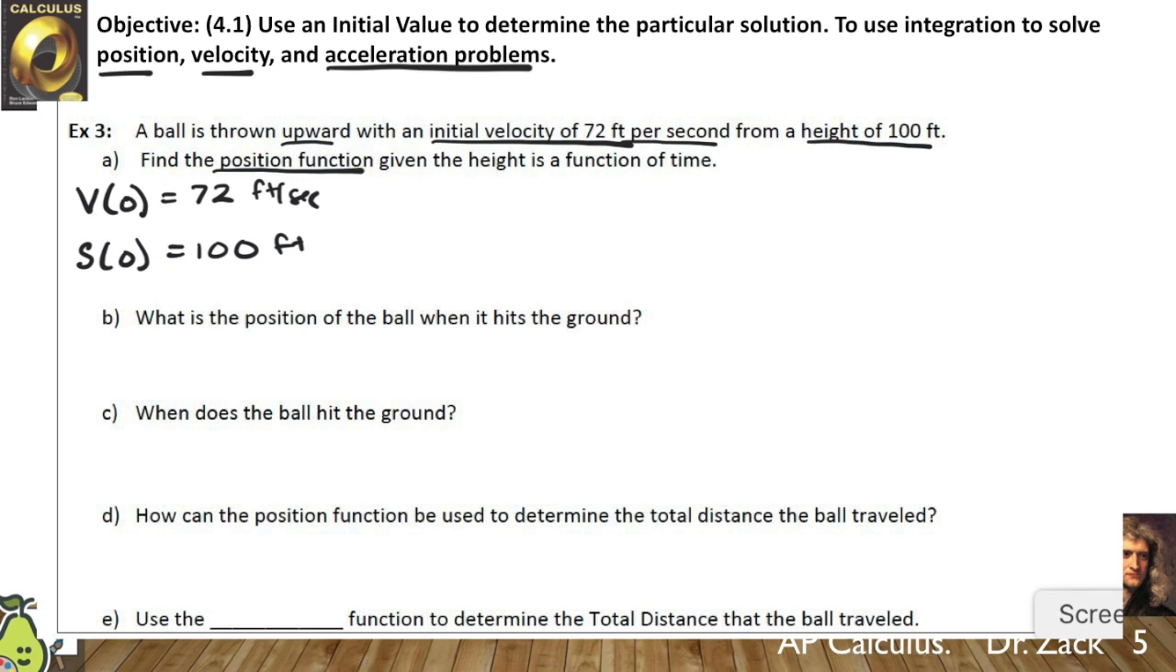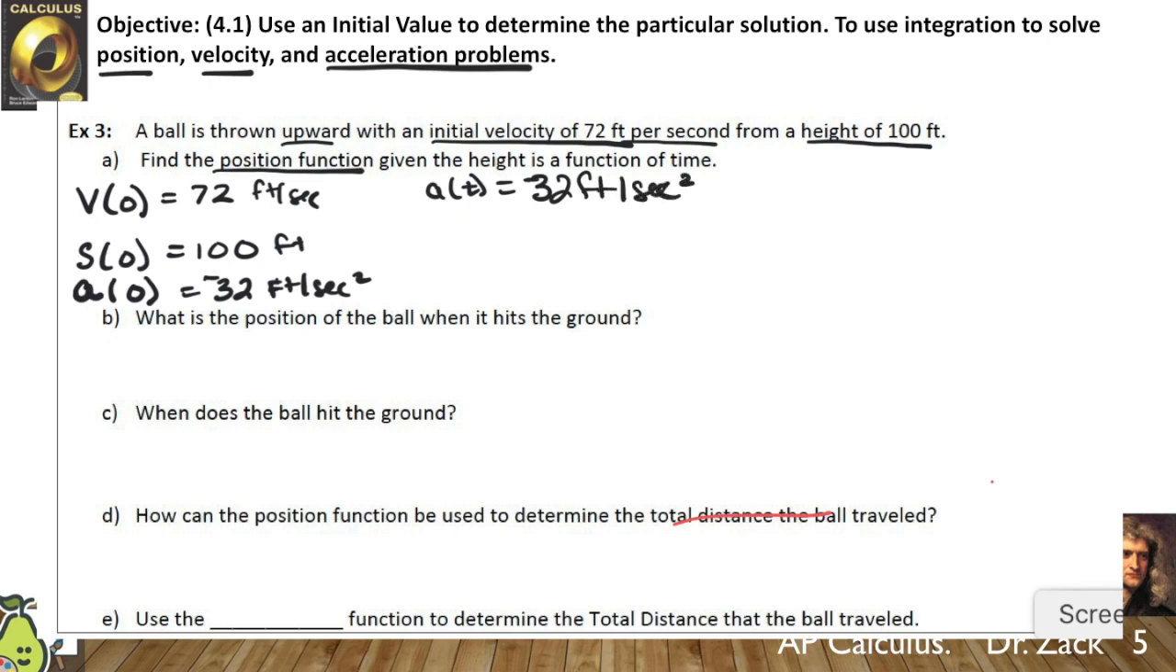All right, now the thing that you are not told is that the gravitational pull is your acceleration. And gravity is constant. So the acceleration at 0 or any time t, when you're playing with feet, is negative 32 feet per second squared. So our acceleration at any time t is negative 32 feet per second squared.